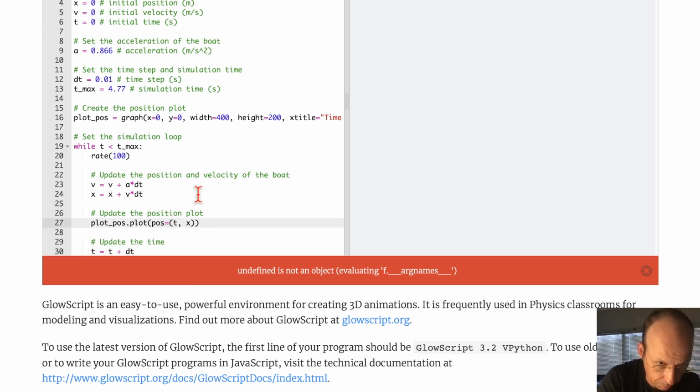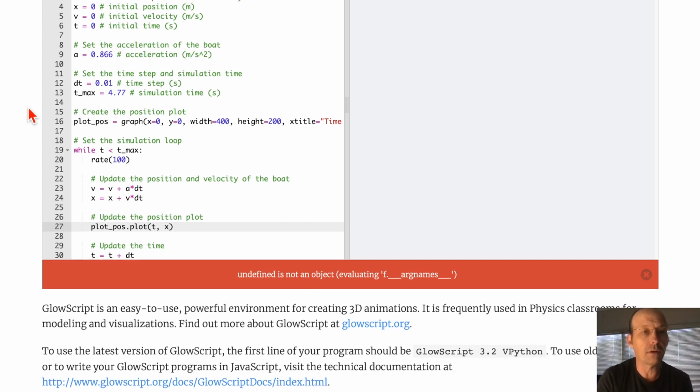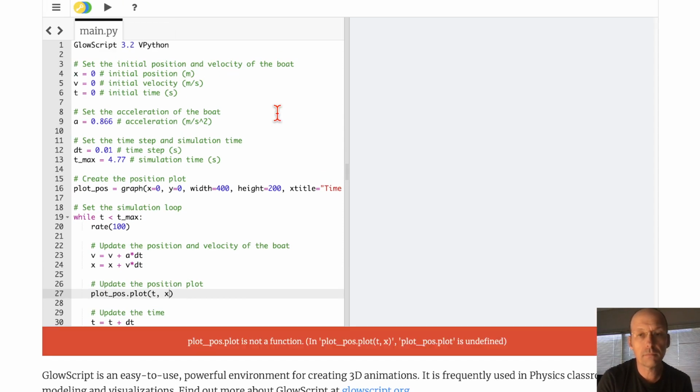Oh, so this right here, plot. This should just be that. It should be. That's weird that I got that wrong. No, still. Position plot is not a function. Position.plot. Plot pos equals. Okay, so it needs to do this.